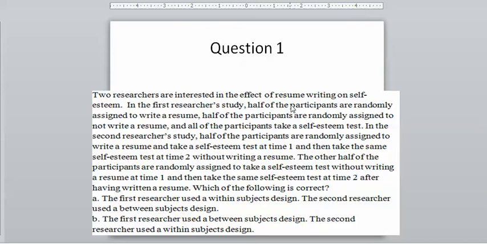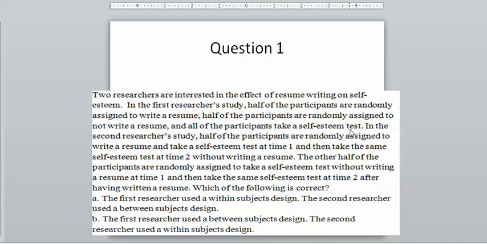This is question 1 from the slideshow on between subjects designs. It's saying that 2 researchers are interested in the effect of resume writing on self-esteem. The first researcher randomly assigns half of the participants to write a resume and the other half of the participants to not write a resume. So the researcher is randomly assigning half of them to the resume condition and the other half to the no resume condition. And the researcher is giving all participants a self-esteem test.